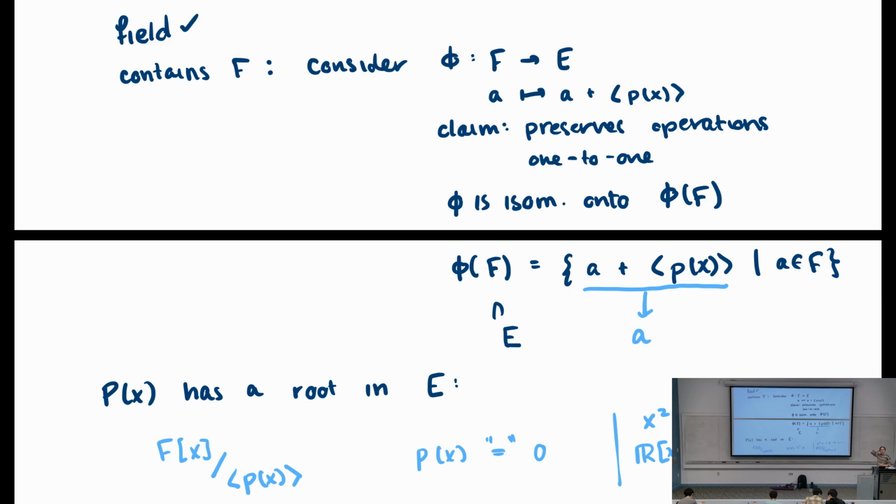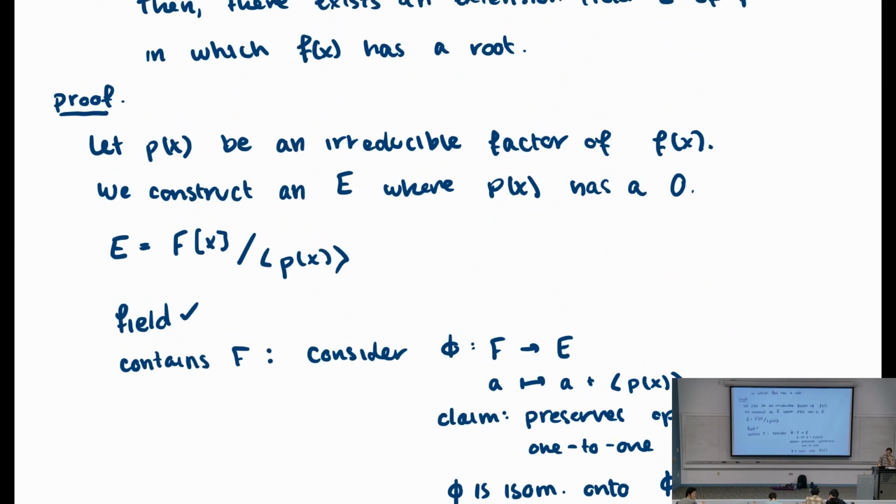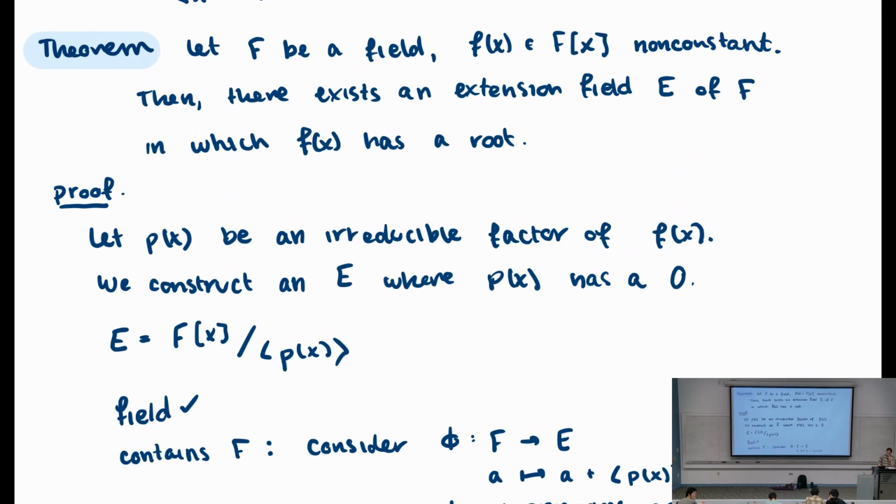Other questions? Yeah. So we showed that p(x) has a root in E, right? How does that prove that f(x) has a root in E? Yeah, okay, so we showed that p(x) has a root in E, and p(x) is a factor of f. So show that there's only one zero. If f(x) has multiple zeros, it's not necessarily that all of them are equal. Right, exactly. You might need to take multiple extensions.